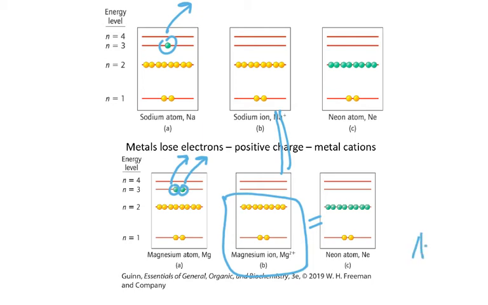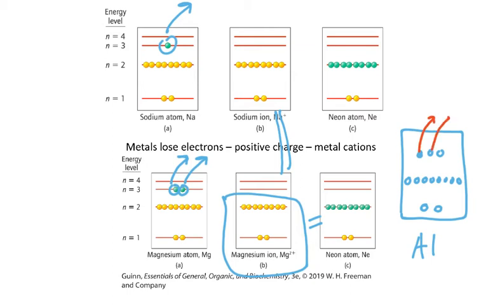After magnesium on the periodic table would come aluminum, and you guessed it, it has 3 electrons in the n equals 3, and if those 3 were to be lost, it would be aluminum with a +3 charge. So far we've seen 1, 2, and 3 valence electrons are lost to give a charge of +1, +2, +3.